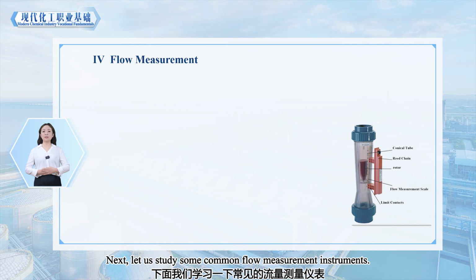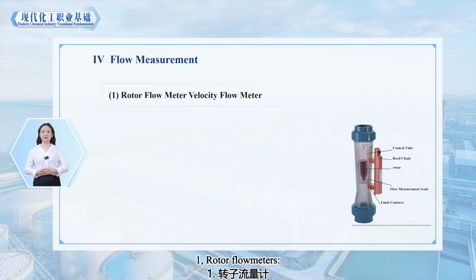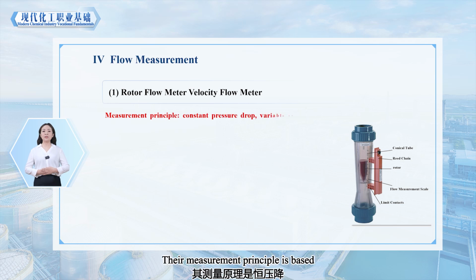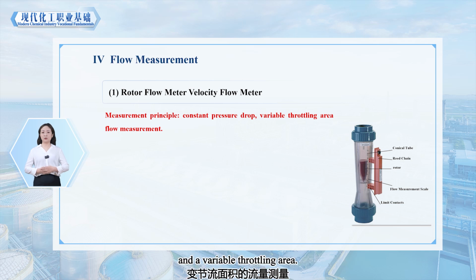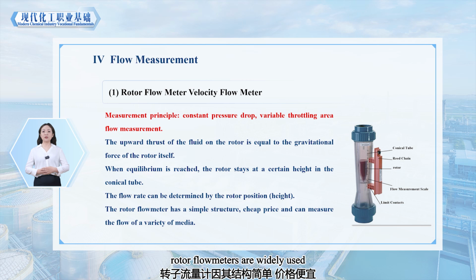Next, let us study some common flow measurement instruments. They mainly include the following types. 1. Rotor flowmeters. They belong to the category of velocity type flowmeters. The measurement principle is based on measuring flow through a constant pressure drop and the variable throttling area. In small-scale chemical experimental setups, rotor flowmeters are widely used for measuring the flow of gases or liquids due to their simple structure and low cost.